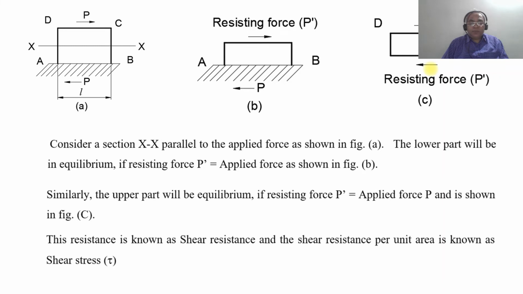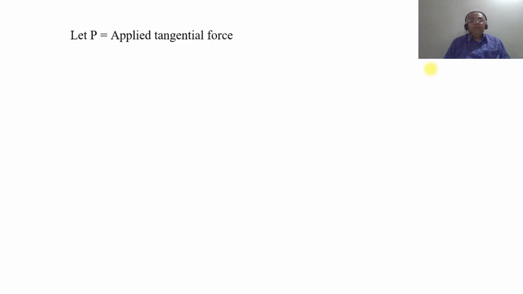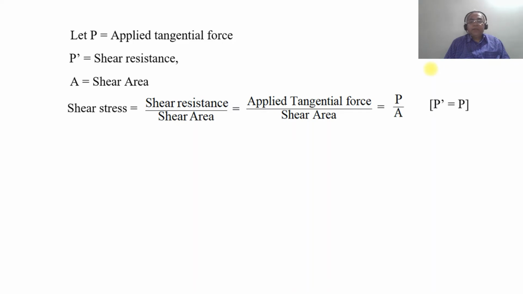This resistance is known as the shear resistance, and the shear resistance per unit area is known as shear stress. It is denoted by tau. Here P is the applied tangential force, P dash is the shear resistance, and A is the shear area. So what is the shear stress? Shear resistance divided by shear area. Shear resistance is nothing but the applied tangential force, so because P dash is equal to P, you are going to get tau equal to P by A.